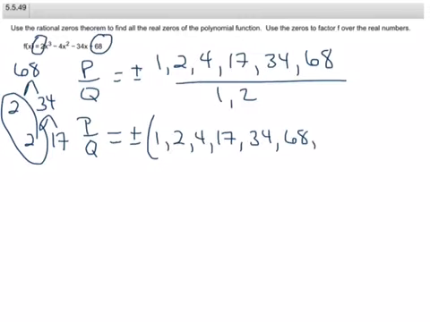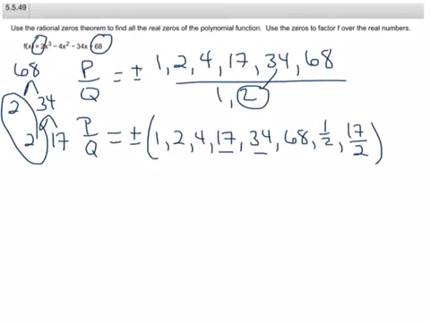Now each of these numbers needs to be divided by 2. Also, we could have 1 over 2 as 1/2, 2 over 2 we already have as 1, 4 over 2 we already have as a 2, 17 over 2 we don't have listed, 34 over 2 we do have listed as 17, and 68 over 2 we do have listed as 34. So those numbers right there, positive or negative, 1, 2, 4, 17, 34, 68, 1/2 and 17/2, these are the only possible rational zeros. The way we figure out which ones actually work is usually we use synthetic division.